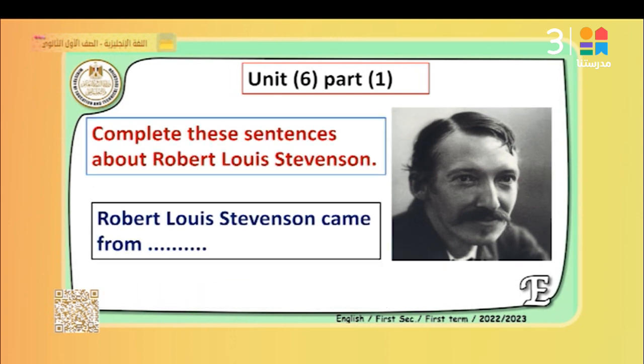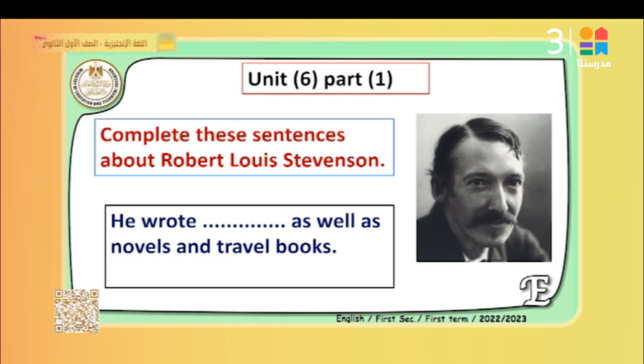Complete the sentences about Robert Louis Stevenson. Here we want to complete the sentences with one word. Robert Louis Stevenson came from. Where did Robert Louis Stevenson come from? Do you remember? Yes, very good. He came from Scotland. Yes, good.